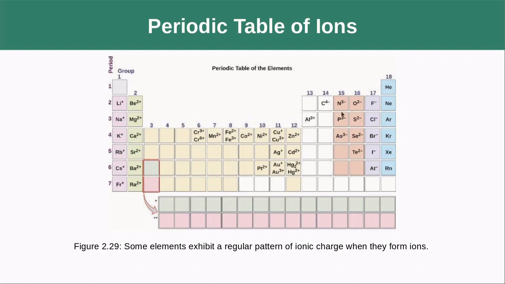So we get this definite pattern here to how these are going to happen. And then the transition metals are just pretty much unpredictable. We really don't know what kind of charges we're going to find on those.